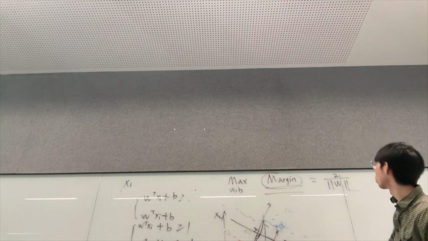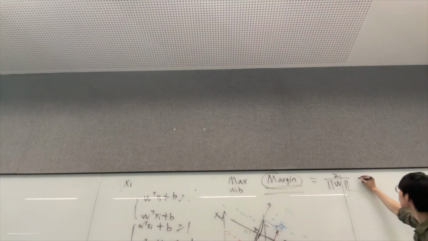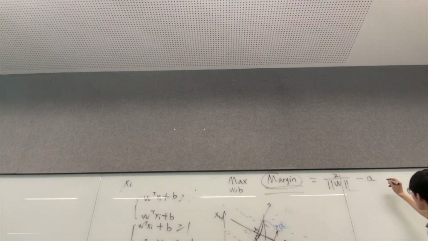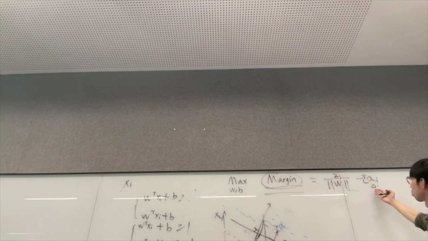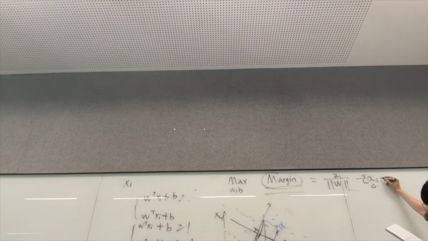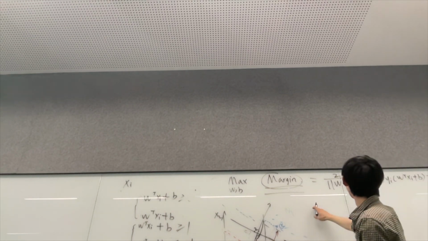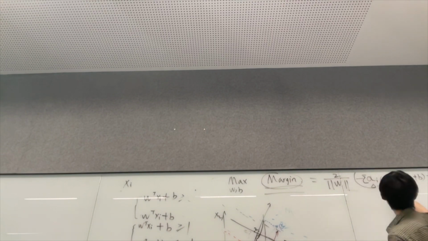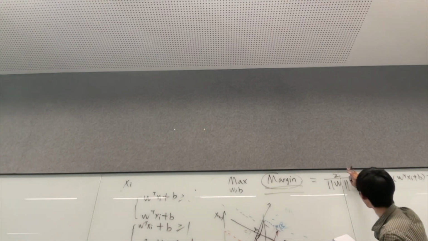Eliminate this, but we need to make some change on this. How do we change that? Alpha. Sometimes we call these multipliers. So what's the form of this? Yi times (w transpose xi plus b) minus 1 here. Sorry, let me leave this term here. Don't combine it here.